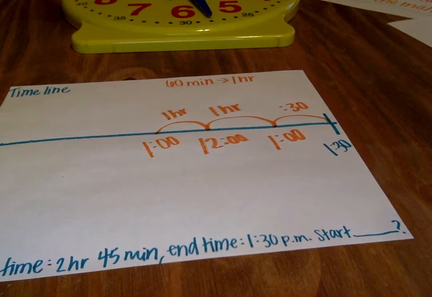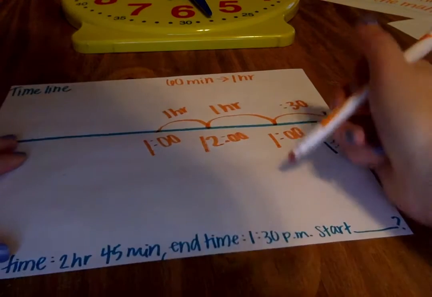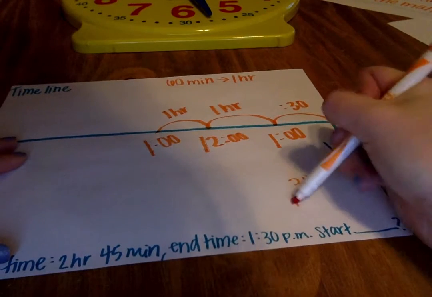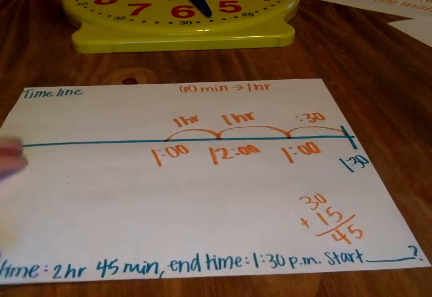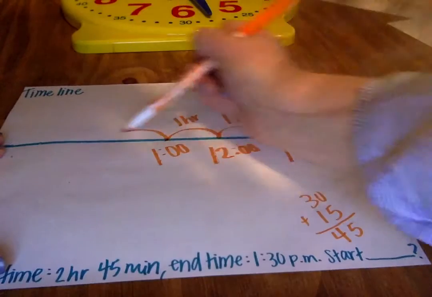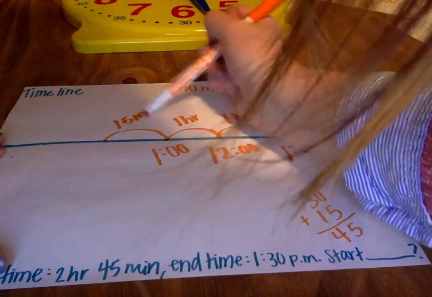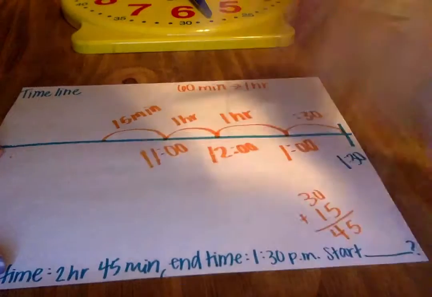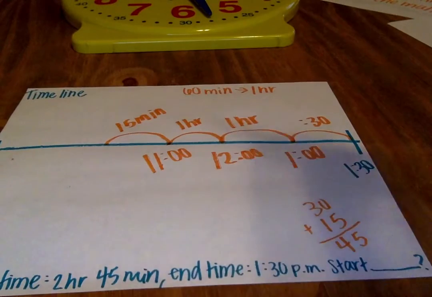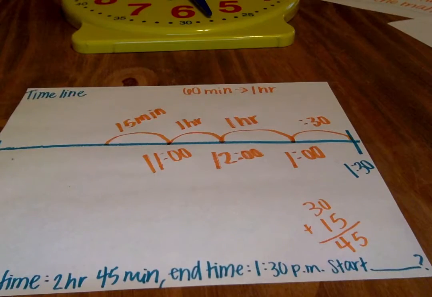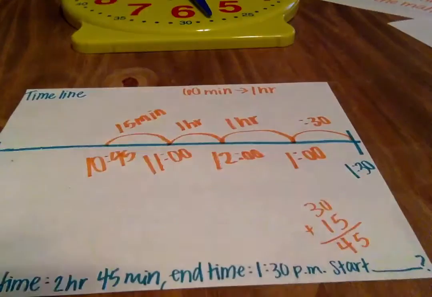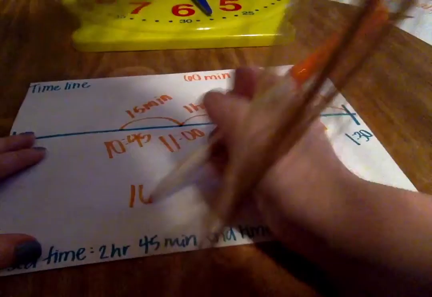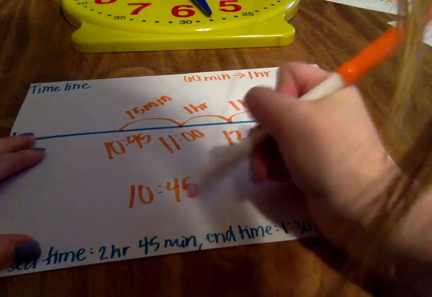So if we add 30 plus 15, we actually get 45. So we know we need to go an extra 15 minutes to get our 2 hours and 45 minutes. So if we go 15 minutes from 11 o'clock, we end up at 10:45. So 10:45 is our start time.